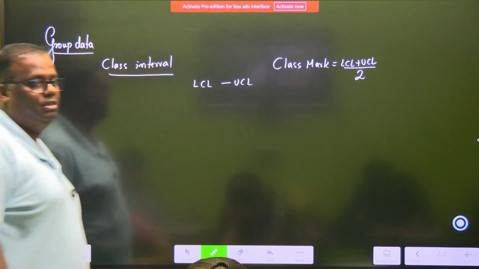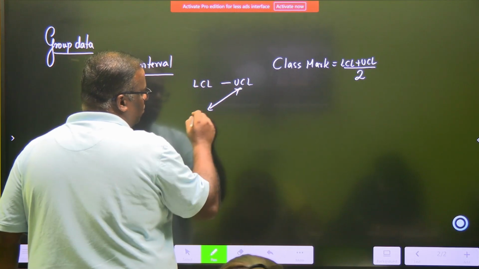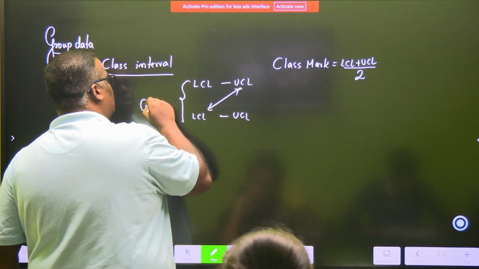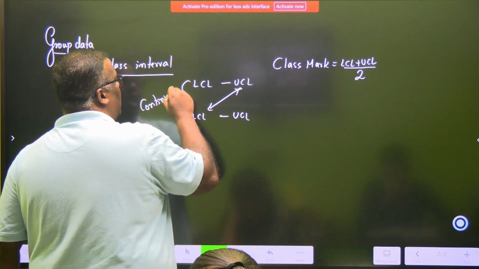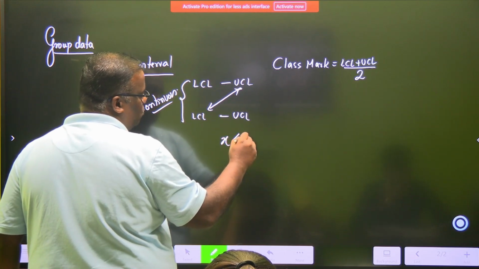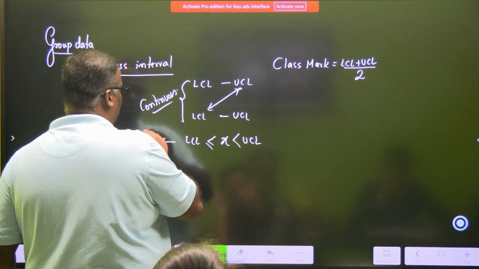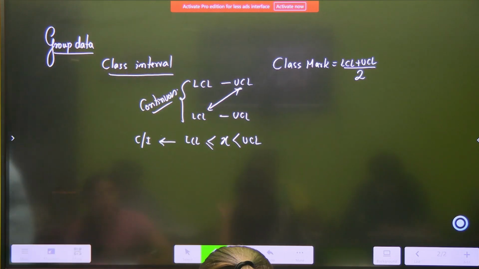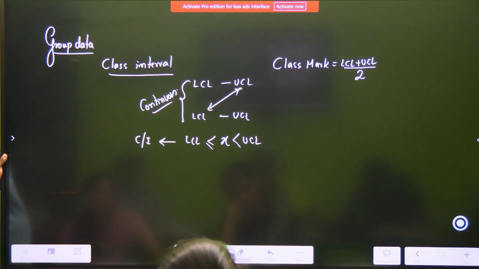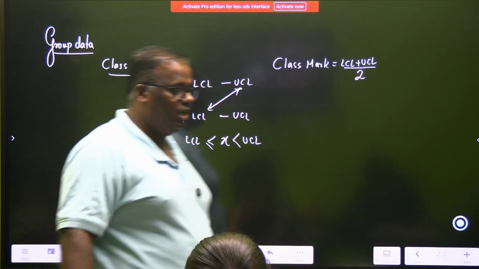ये भी आप कर सकते हैं। And if the UCL exactly tallies with the LCL of the next class, then such a distribution is known as continuous. And if the distribution is continuous and we need to plot a data, just keep ensured that it should be less than the upper class limit and greater than equal to the lower class limit of a particular class interval. इतना आपको ध्यान रखना है। Clear? Any बच्चा, any doubt till here? No. Very good.